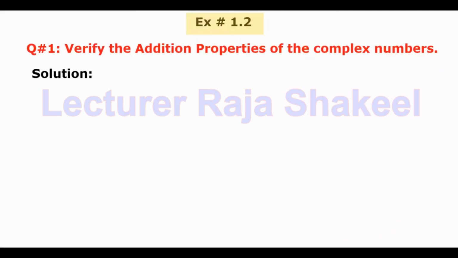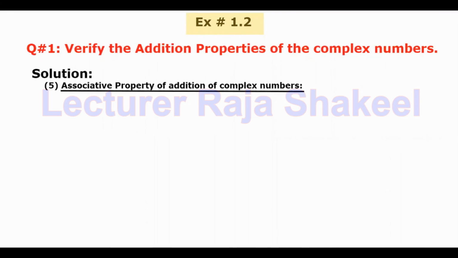Now we have to use the procedure for the last property, the fifth property, and that is the associative property of addition of complex numbers. So we are concerned with the associative property of addition of complex numbers. What is this property? According to this property, we had already got the concept on the numbers.